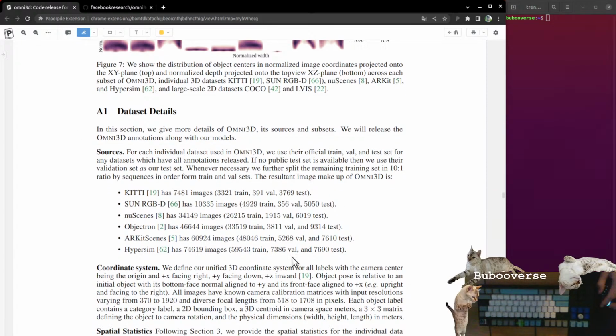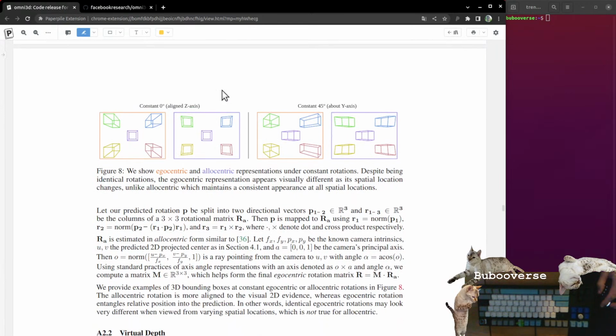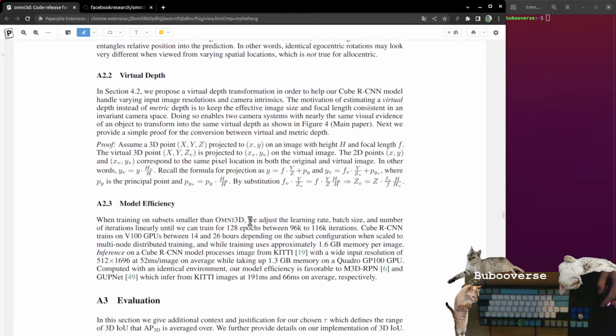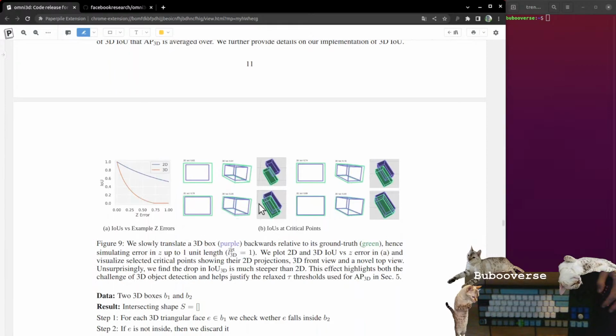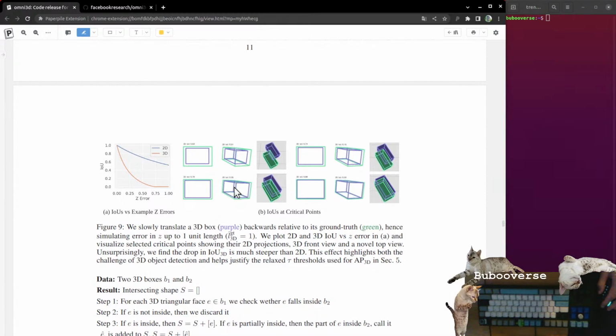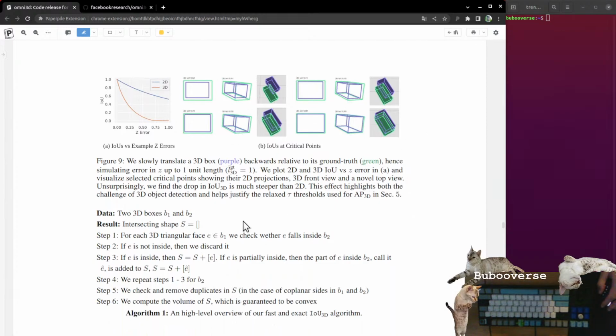Hypersim, each of the different datasets. Egocentric, allocentric. What virtual depth means. Translate a 3D box purple towards its relative ground truth green. Yeah, just showing you how the IOU of 3D boxes is going to be much lower than the IOU of 2D boxes. That's why they have to lower that IOU threshold.